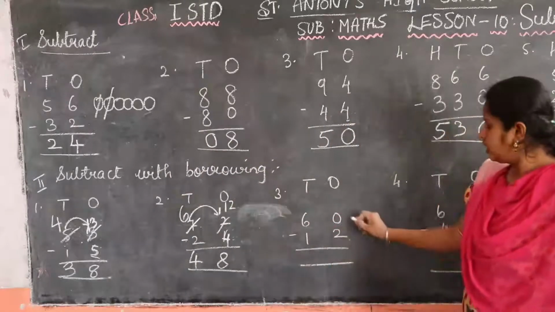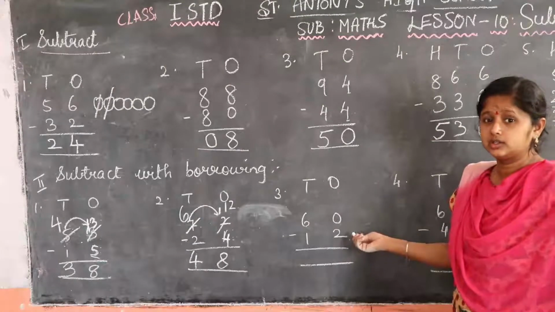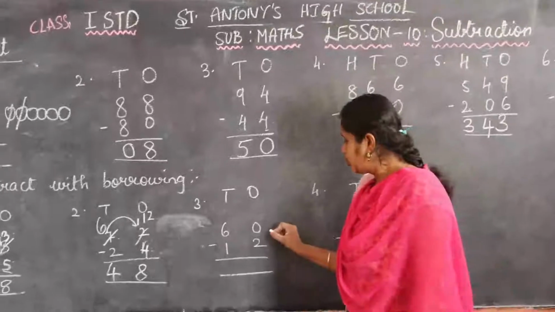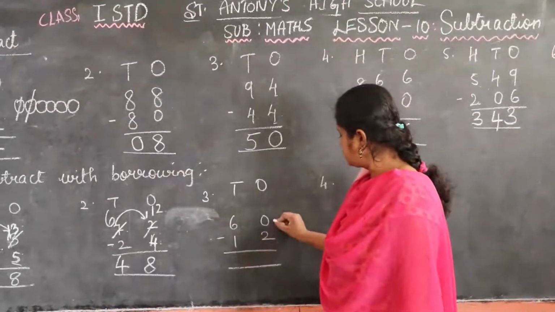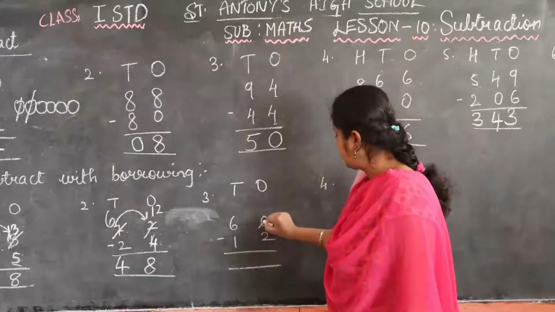Next. Now here, which number is here? 0 is there. So can we subtract it? No. So what do we have to do? 0 minus 2, we are not able to subtract. So we have to cancel it.